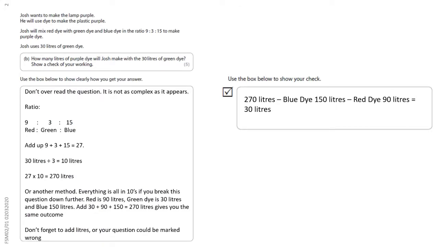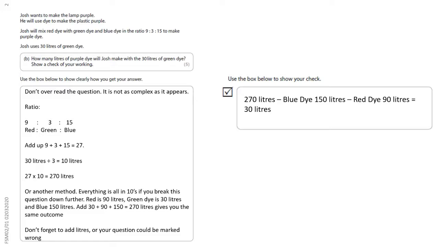So if we're looking at this one, which is ratio, Josh wants to make a lamp purple. He uses dye to make the purple plastic. Right, I'm going to let you read this question and digest it. Put it on pause and read the question through. So you've now taken pause off as you read the question. Don't overread the question, it's not as complex as it appears.